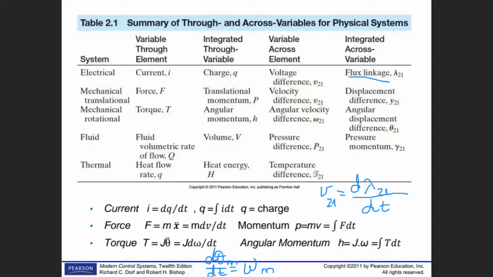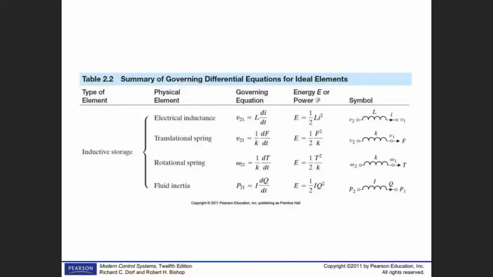That one, the early one, was equal to across variables, current, force, torque, and also the fluid and thermal. If it is necessary, you can learn the fluid and thermal. For electric people, I don't think it is very important for you. Anyway, if you need it, you can look at it here. Okay, these are through and across variables. However, that is a summary of the governing differential equations for ideal elements.